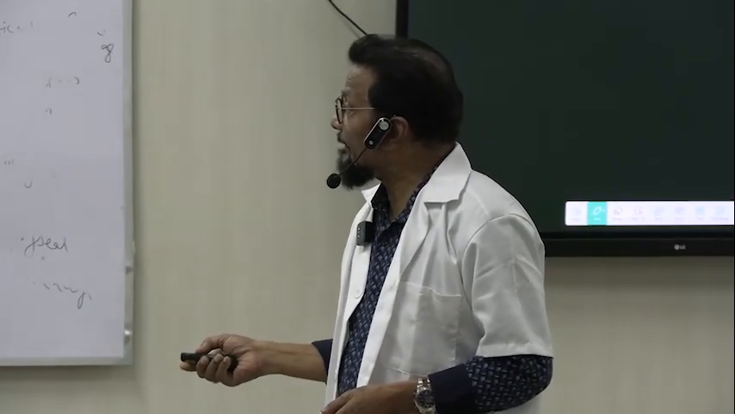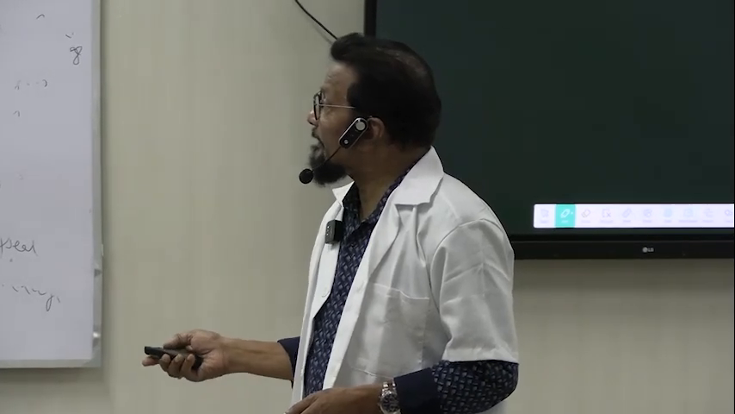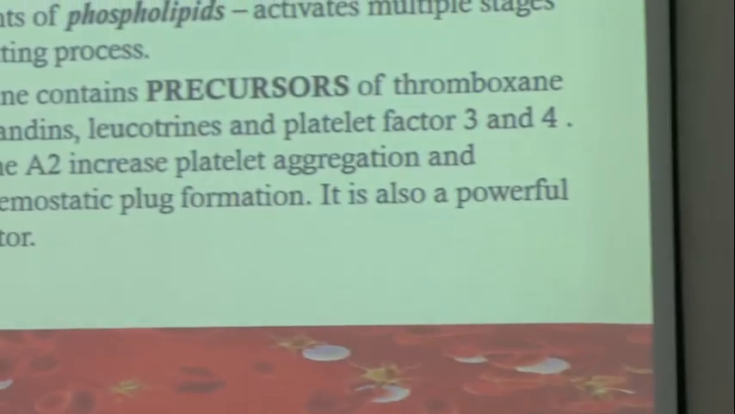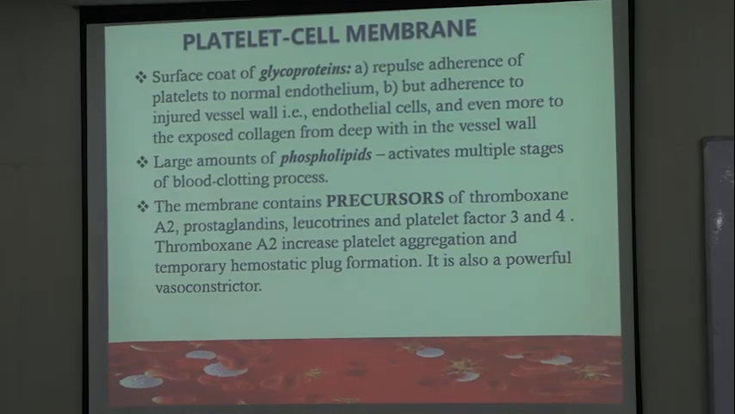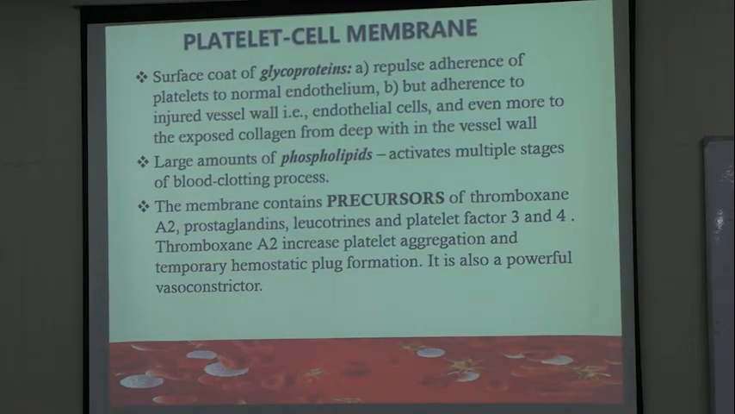So, there are some other things in the membrane. The membrane contains the precursor of thromboxane A2. It is also a vasoconstrictor, plus it also helps aggregation of platelets. Local vasoconstrictor as well as aggregation of platelets. So it is a powerful vasoconstrictor. The membrane contains phospholipid. I talked about this earlier because from this phospholipid some coagulation factors will be formed.